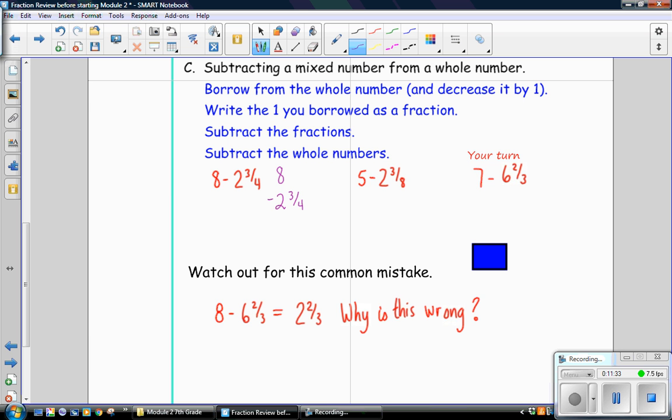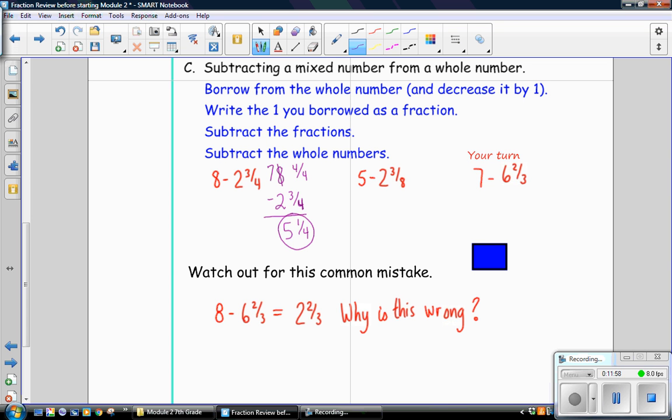We're going to borrow from the 8 and make it a 7. That 1 that we're going to borrow, we're going to write it as fourths. A whole is 4/4. Now subtract your fractions. 4/4 take away 3/4 is 1/4. Now subtract your whole numbers. 7 minus 2 is 5.